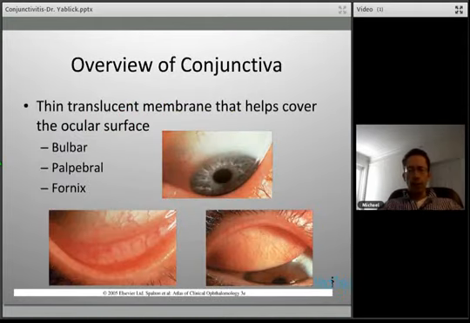So to understand conjunctivitis, you basically need to understand the conjunctiva. As we should know, it's a thin translucent membrane that covers the ocular surface. It's made up of three main portions. The bulbar conjunctiva is that part that actually covers the sclera. You have the palpebral conjunctiva that lines the inside of the eyelids. And then you have the fornix, which is sort of that junction between the two.